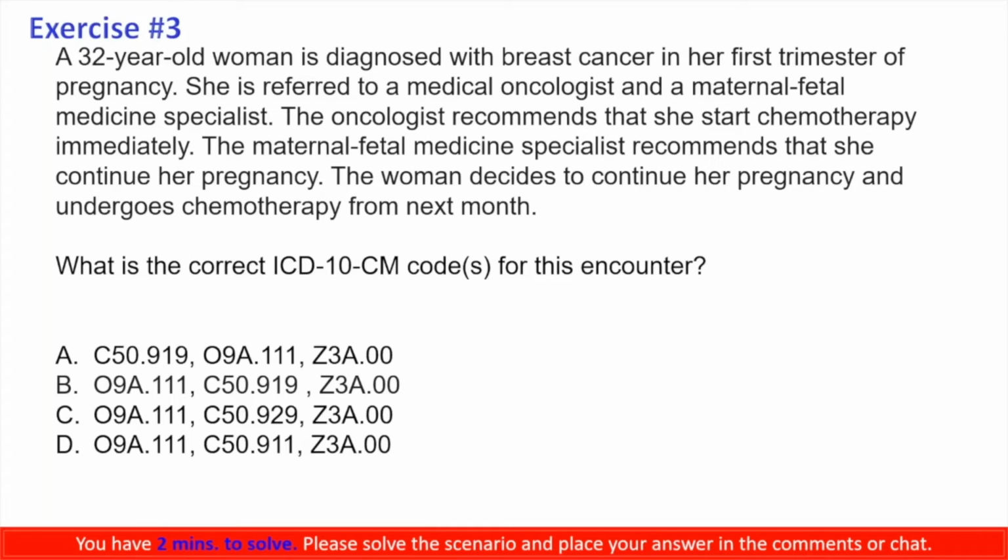She is referred to a medical oncologist and maternal fetal medicine specialist. The oncologist recommends that she start chemotherapy immediately. Maternal fetal medicine specialist recommends that she continue her pregnancy. The woman decides to continue her pregnancy and undergo chemotherapy from next month.